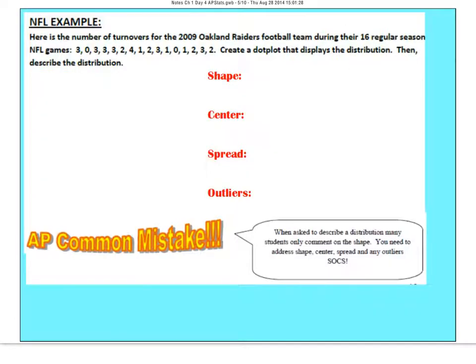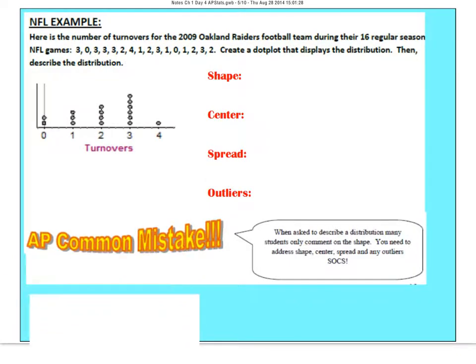So let's look at an example in our packet. We have the NFL example. Here's the number of turnovers for the 2009 Oakland Raiders football team during 16 regular season games. There's 16 pieces of data. We will create a dot plot that displays the distribution, and then we'll talk about the SOCS: shape, center, spread, and outliers. So the dot plot is going to look like this. We have the turnovers labeled, we have the numbers, and we just recorded the data. For the 3, we put this first dot. We have a few more 3s, so we added some more dots.